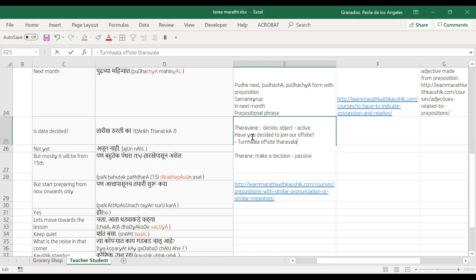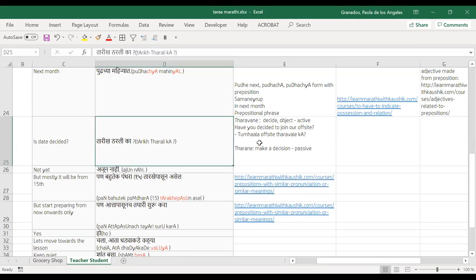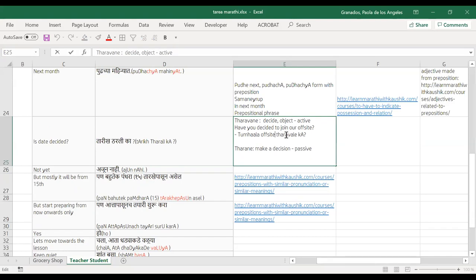That will be in the past. So you still need to join in there somewhere, right? Oh, have you decided on the offsite? So what is to join? Something with to come to offsite. Instead of join, just make it come, which is a simple verb. Come. Or go, I don't know.